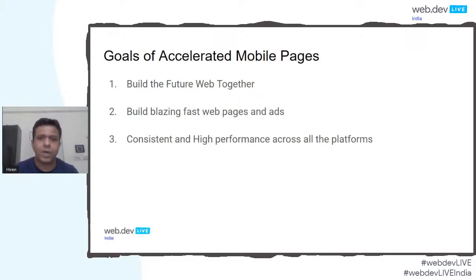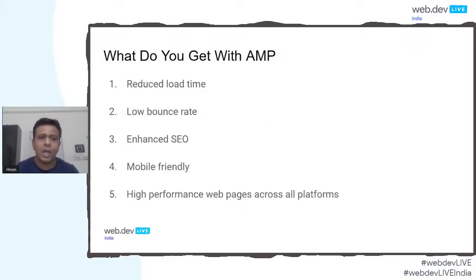It is meant for consistent and high performance across all platforms. It doesn't matter if you are running your website over the web on desktop or over the tablet or over the phone. AMP is meant for providing high performance and consistent layout across the platforms. This is what you will get with AMP. You will get a very reduced load time because AMP is using a cache and a lot of other mechanisms for loading your web page much faster. You will get a very low bounce rate because your web page is working so smoothly and so fast that your users and customers will stay on the page.